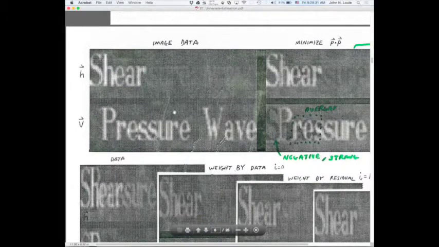So here's the image data, and I'm sorry for the poor copy. I should have pulled out the digital figure from the electronic book, but I advise you to go look at it yourself. You see the H recording is this image on top. The V recording is this image on the bottom.